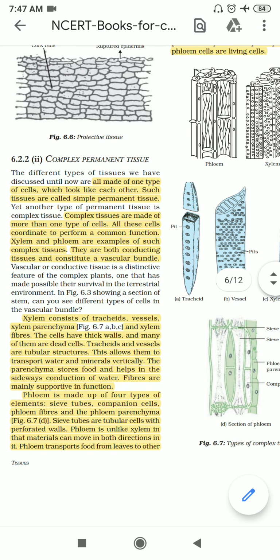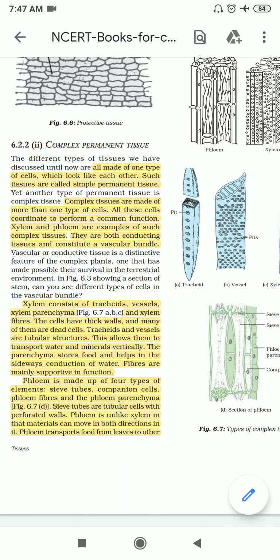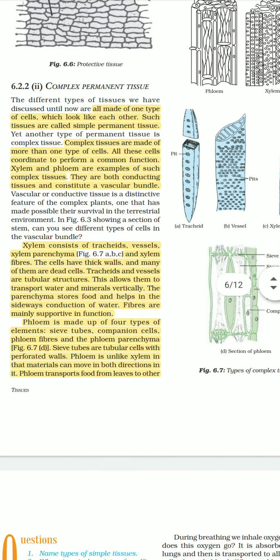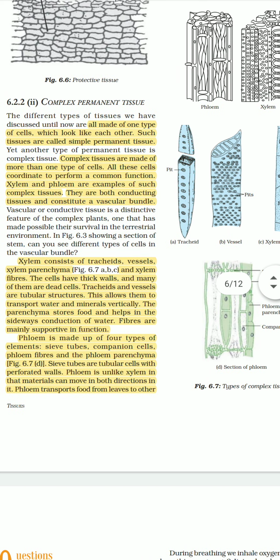And they are both conducting tissues. Conducting tissues means they both help in the transportation of water, minerals, food, etc. And together they constitute a vascular bundle. So, collectively, they are known as the vascular bundle of the plant. Actually, xylem and phloem have so many differences between them. So, first of all, let us read about xylem.